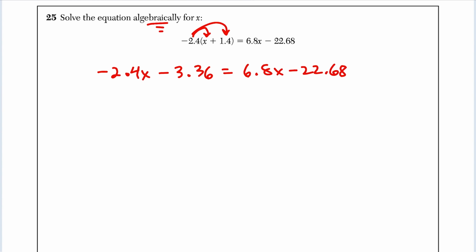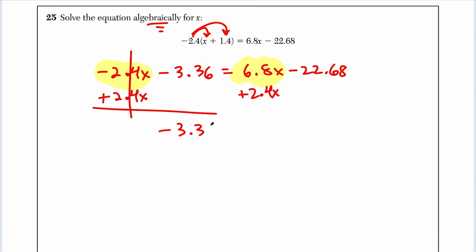Now the goal here is to get the x's on one side. I'm going to move the negative 2.4x to the right because I would rather be working with positive numbers. So I'm going to have plus 2.4x, and I have to do that to the right side as well. On the left side, these terms cancel out, and we're left with just negative 3.36 equals. Now if we add these two terms together, we could just do this by hand. 8 plus 4 is 12, we carry the 1, and then 1 plus 6 plus 2 is 9. So we have 9.2x, and then minus 22.68.